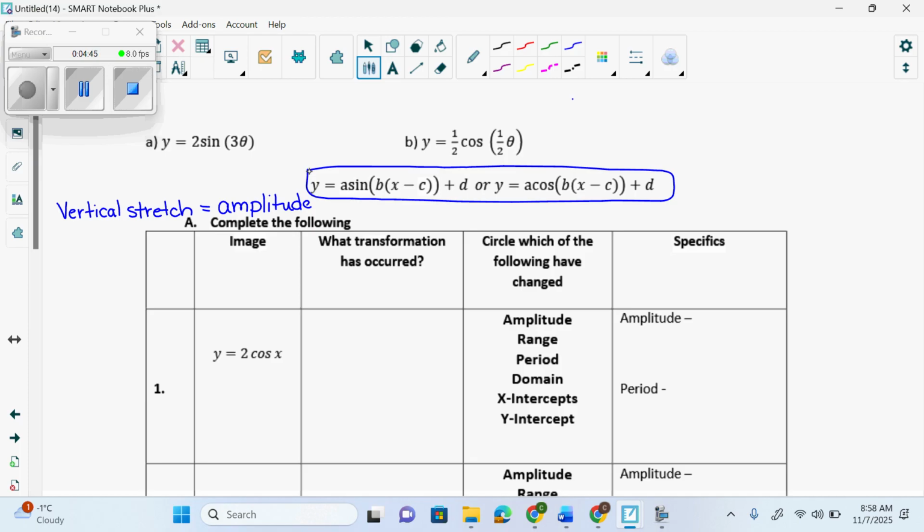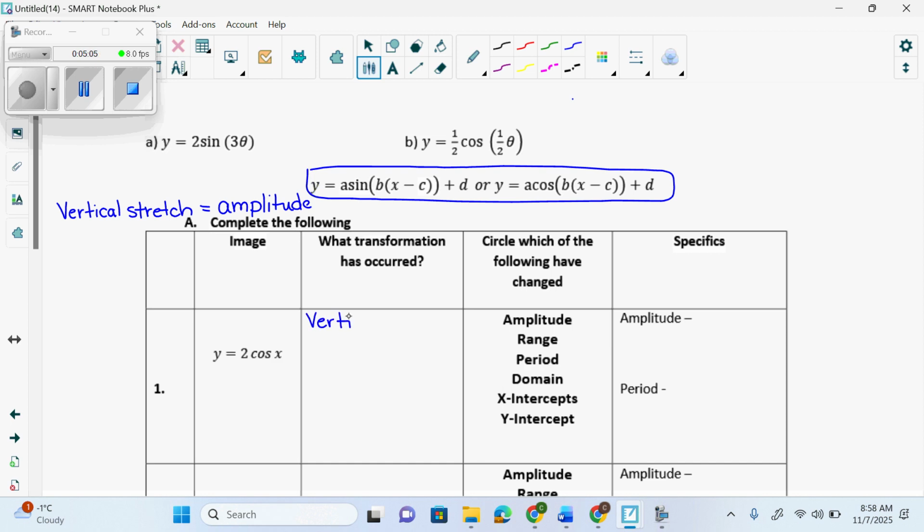So, ready? Our vertical stretch is which letter? A, B, C, or D? A. Now, B, if you look, B is located between sine or cos and x. C is located after the x within the bracket. D is at the back. Yes? Okay. So what is the vertical stretch on this one?